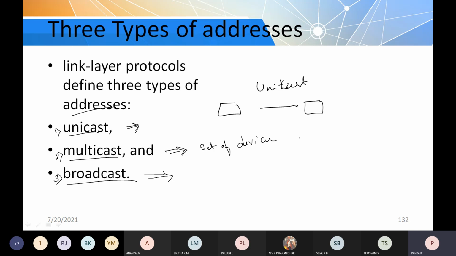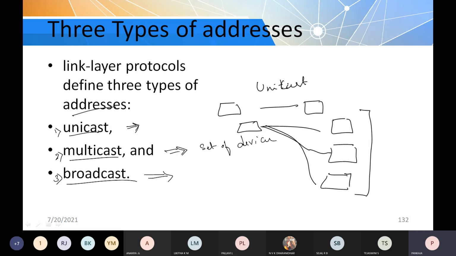Multicast means a set of devices. For example, we have a mentors group. I have only a few students that belong to 4th sem, and I can send a message only to my group, where a set of students are available. So it sends data from one device to a set of devices. I am not sending to the whole 4th sem class, only to those students who belong to my counseling, maybe 5 to 6 students. That is called multicast.